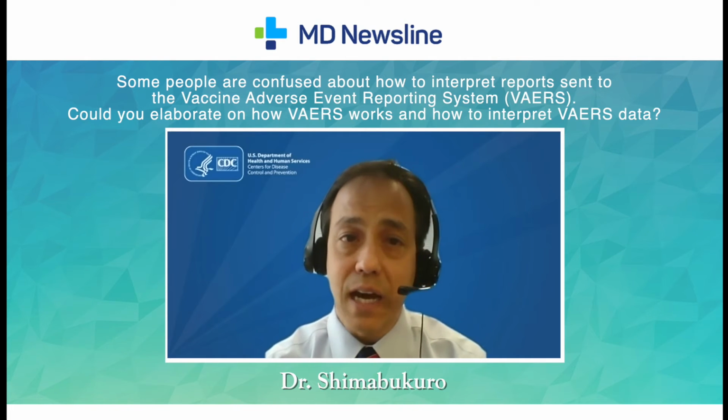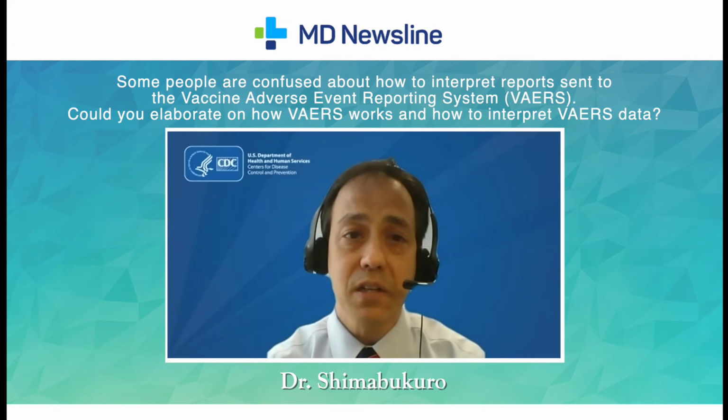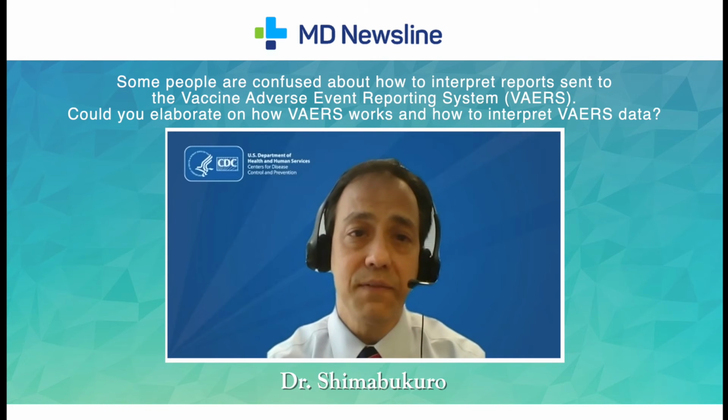VAERS is not designed to establish cause and effect, to determine whether the vaccine caused the adverse event. In VAERS, what we do is we monitor for unusual or unexpected patterns of reporting that might lead us to believe that we have a potential safety problem. We call these safety signals.